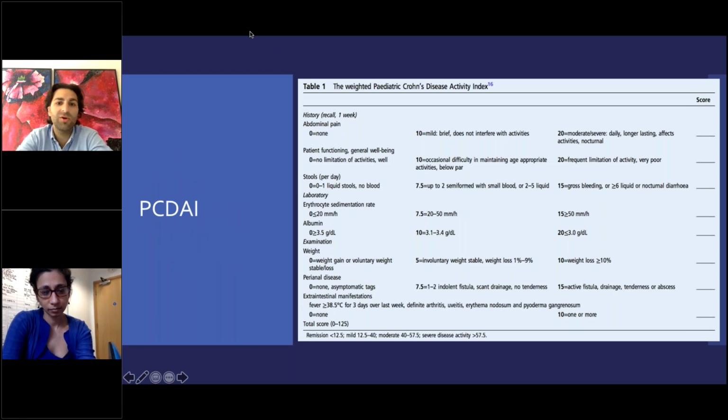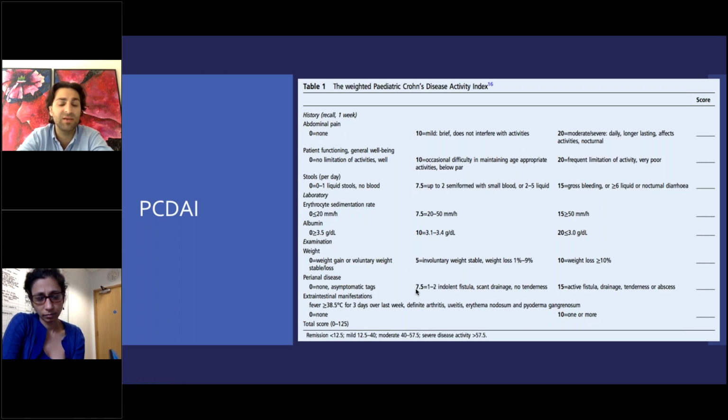The GastroReg also asks you to complete something called a PCDAI. Now, this is something that at the time you have to look up because it's got loads of different questions and parameters, and they're laboratory based and they're examination based, but it's something that can help you stratify patients with IBD into severity categories. Scores below 12.5 means they're in remission, and above 57.5 means they've got severe disease activity.